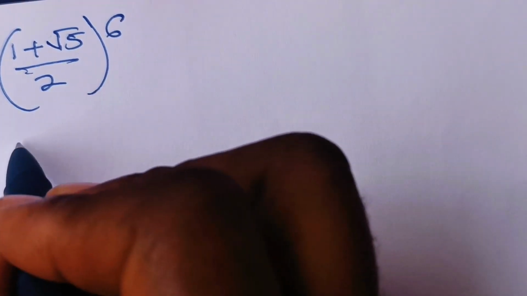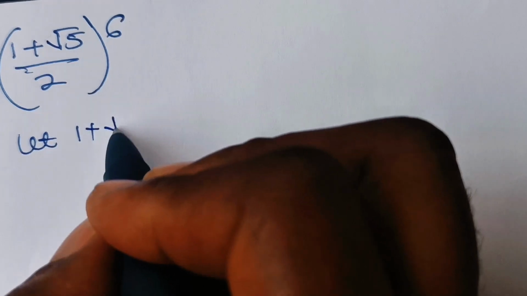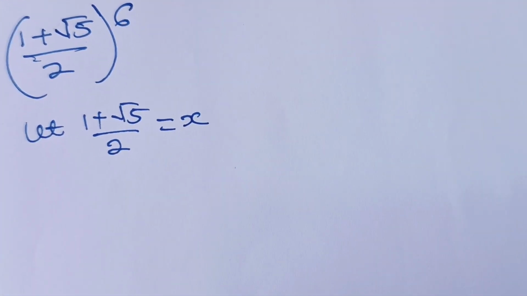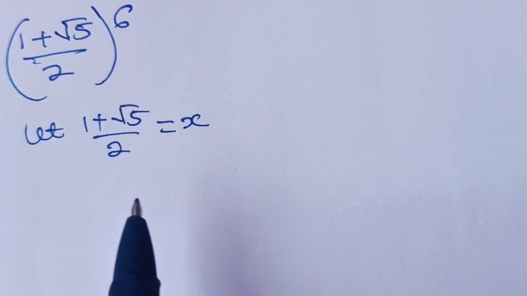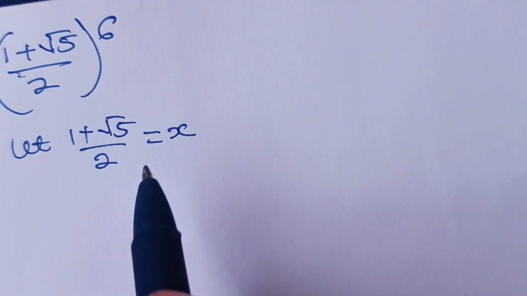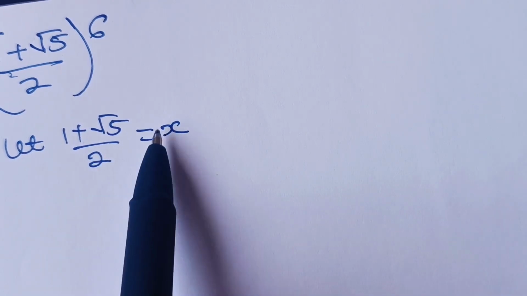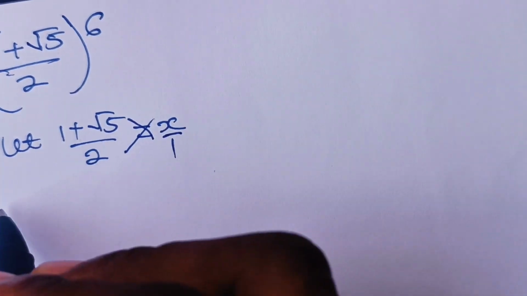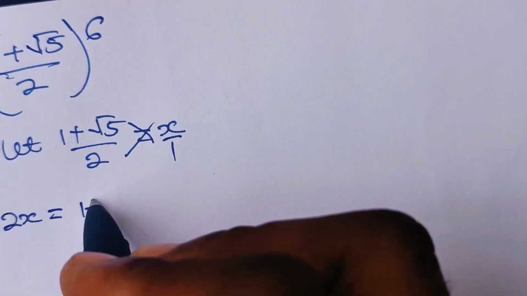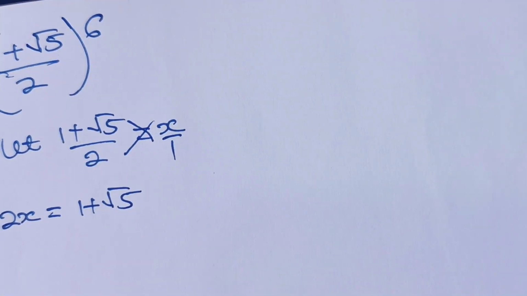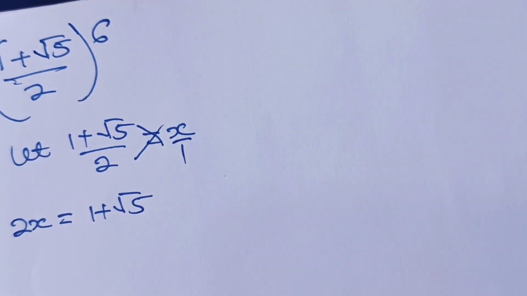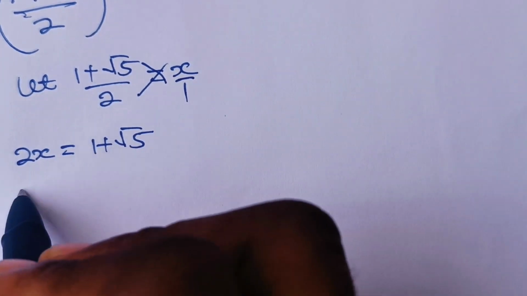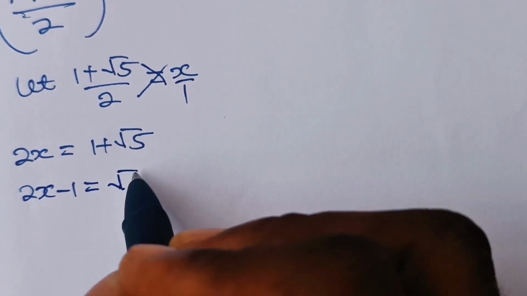So we are going to say let (1 plus root 5) divided by 2 be equal to x. All right. So that way, this question now automatically becomes x to the power of 6, right? So if we say let this be equal to x, we can now cross multiply, right? To have 2 times x will give us 2x is equal to 1 plus root 5. Now at this point, I'll transfer this 1 to this side, and if I do that, I will have 2x minus 1 is equal to root 5.